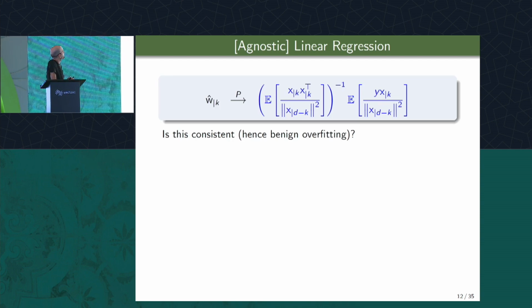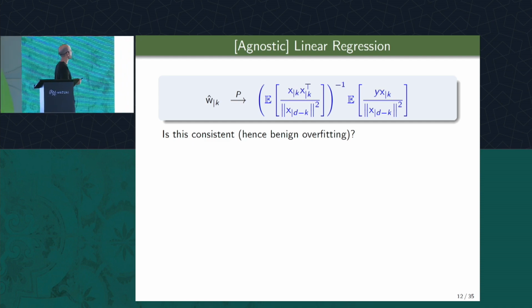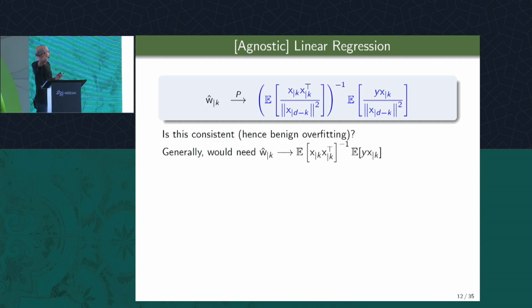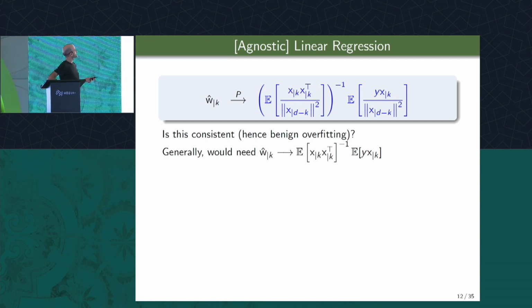Okay, so is this consistent? So, we want benign overfitting, we want this to be consistent, to converge to the optimal linear predictor in terms of test performance. So generally, in our data model, for consistency, you would need the first k coordinates to converge to this expression. So this is like the optimal linear predictor with respect to the underlying distribution over the first k coordinates. Okay? So, is this equal to this?